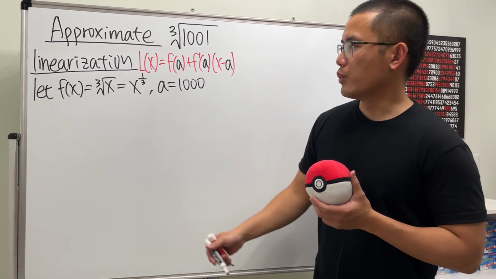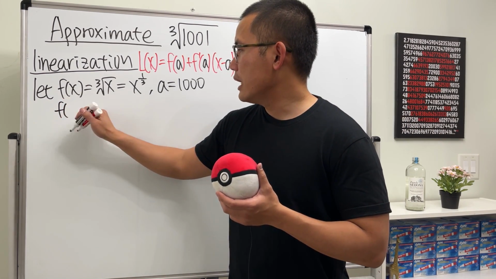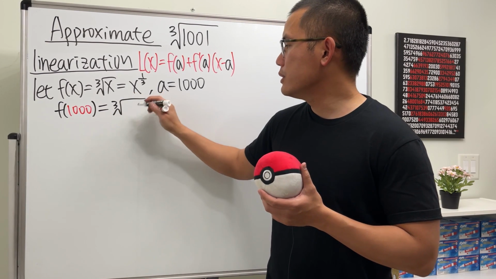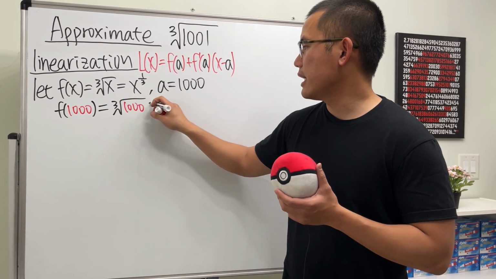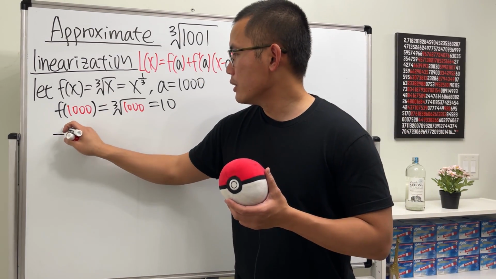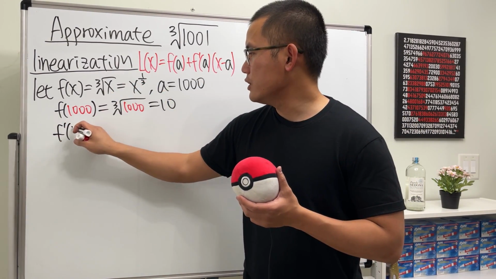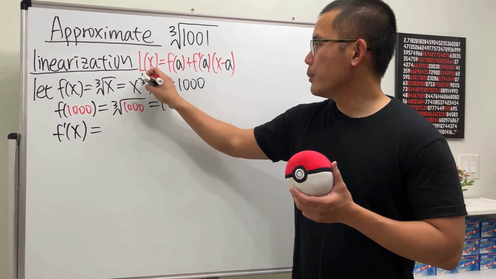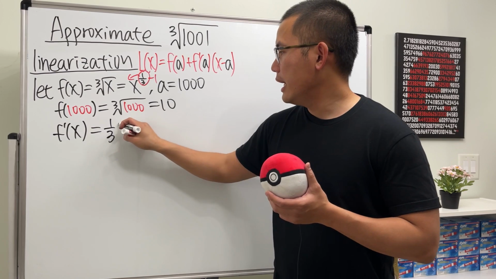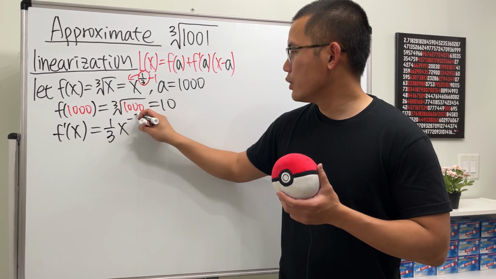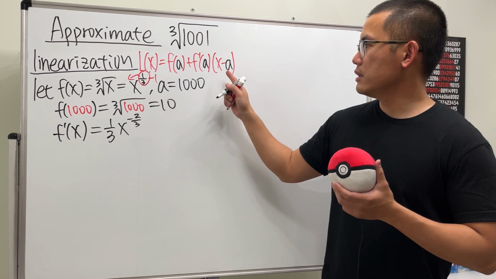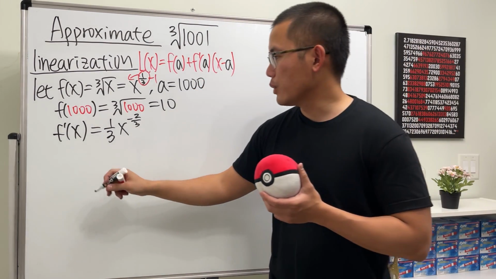So let's go ahead and do the work. Let's compute f of 1000 first, and that will just be the cube root of 1000, and that's 10. Next, we need the derivative, so we differentiate. Bring the power to the front and minus 1, we get 1/3 x to the negative 2/3 power. And we will be plugging 1000 into there, and let's see what we get.